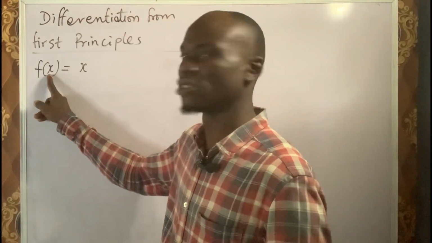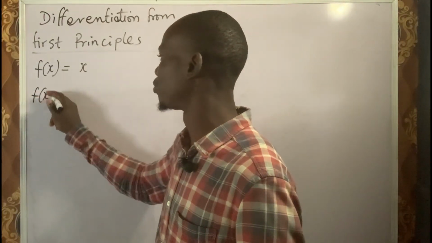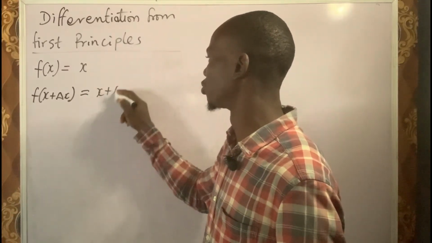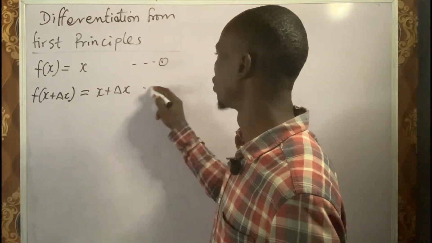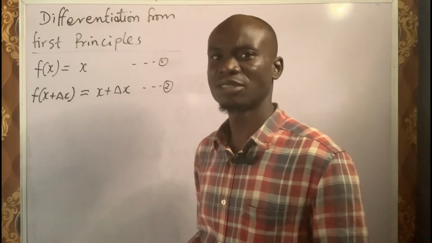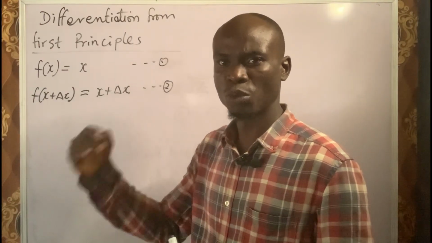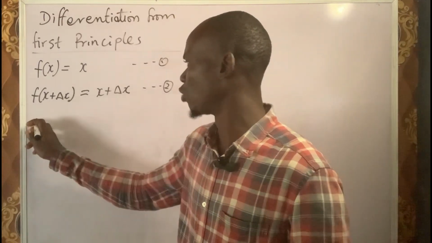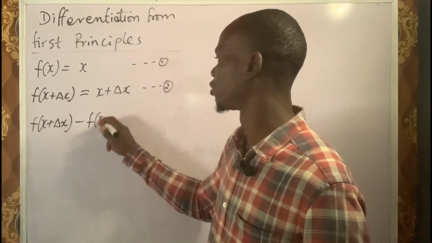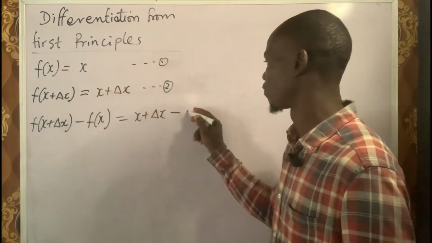So in this case, I'm seeing x in this bracket, which means this bracket will expand to become the second step, f of x plus change in x equals x plus change in x. So this is my equation 1, this is my equation 2. You don't necessarily need to write the equations. The next step, we can now subtract equation 1 from equation 2. That brings us to the third step, f of x plus change in x minus f of x, which means this x plus delta x minus this x.